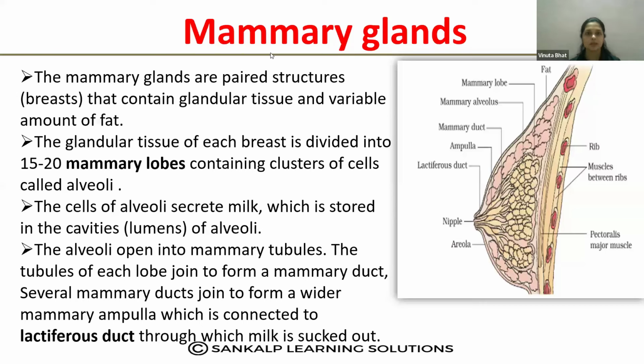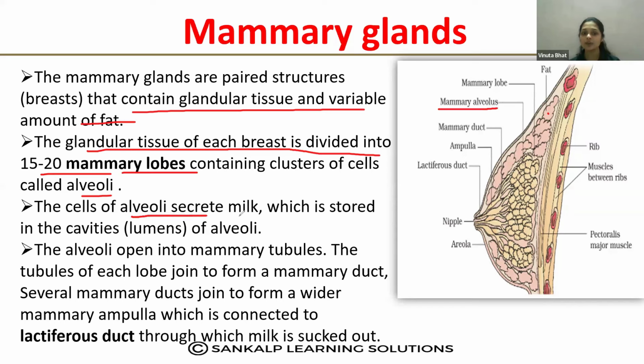Yes. So the mammary glands are paired structures, that is nothing but the breast, containing glandular tissue and a variable amount of fat. The glandular tissue of each breast is divided into 15 to 20 mammary lobes. So here you can see the mammary lobes. They contain clusters of cells called alveoli, and the mammary lobes lead to the alveoli.